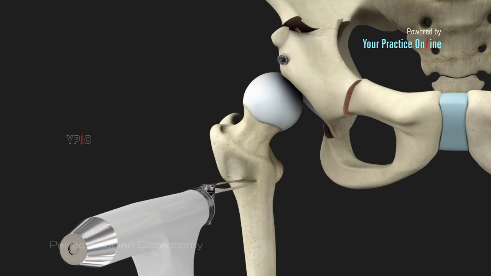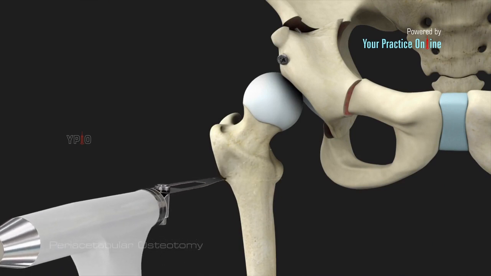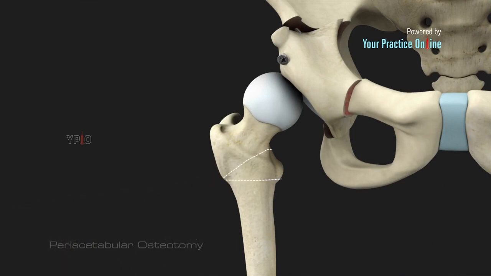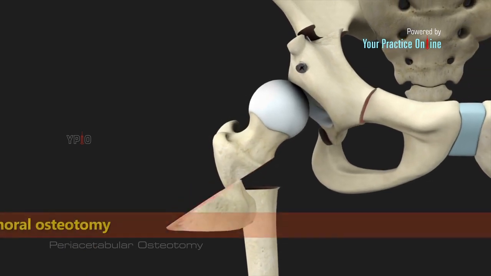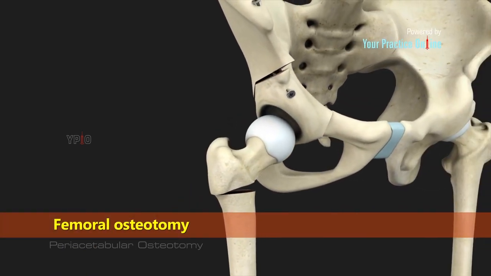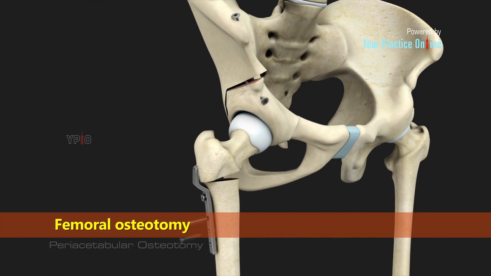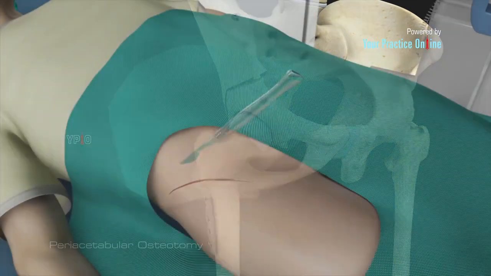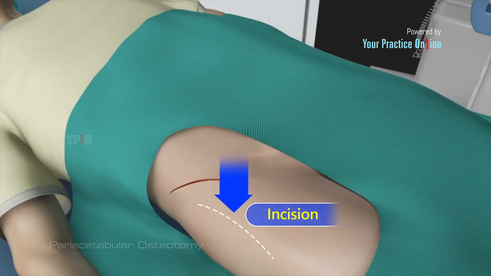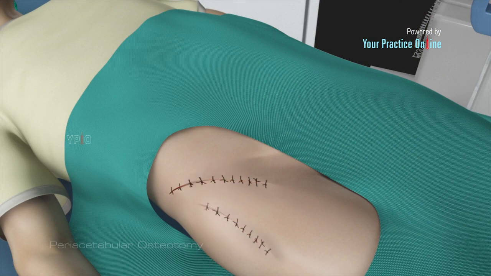Sometimes cutting and repositioning of the femoral head may be needed, but is not known until during the operation. If necessary, this procedure, called a femoral osteotomy, will be done at the same time, but does require another separate incision. The incision is closed with sutures and surgical staples.